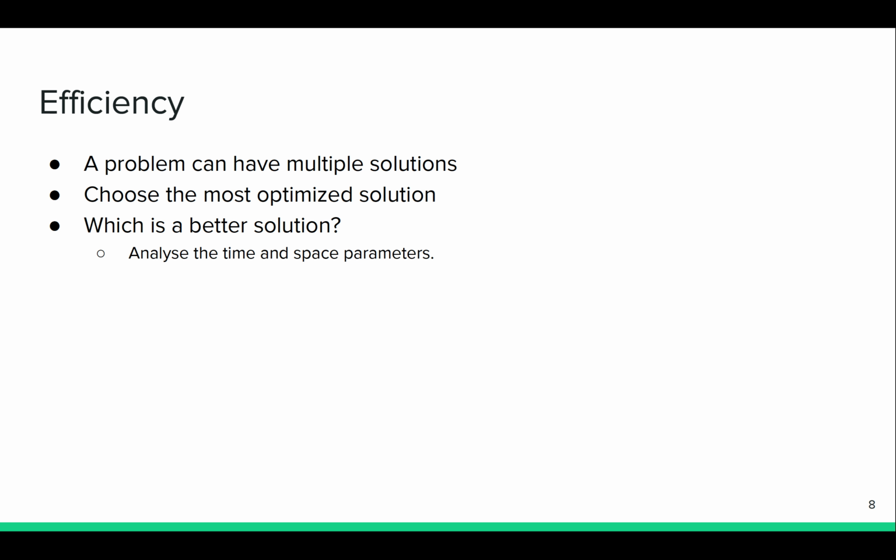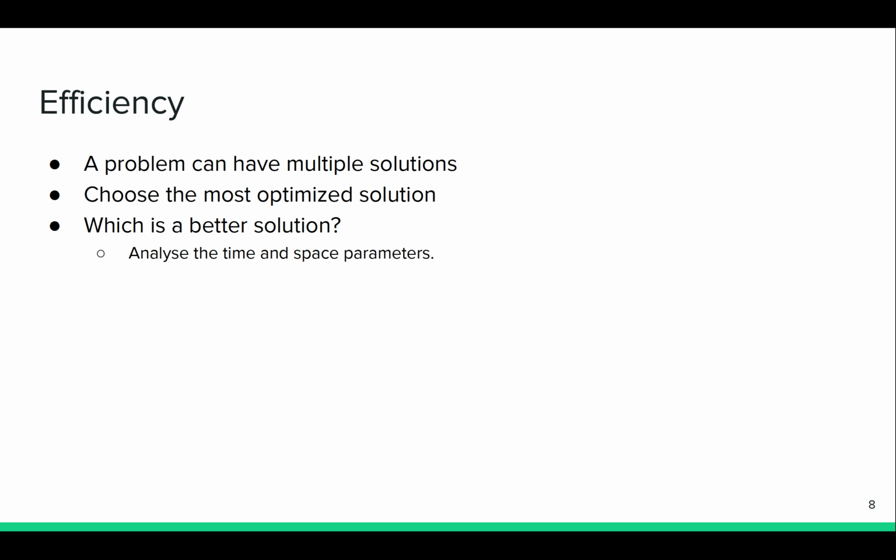So which is a better solution? We say that, okay, a particular solution is an optimized solution. So how are we categorizing that this solution is actually an optimized solution? For that, we are taking two parameters called time and space. So we are analyzing a particular algorithm based on the time as well as the space.